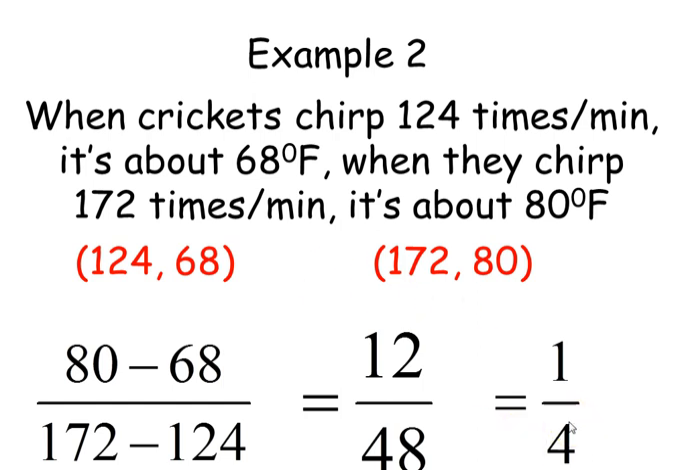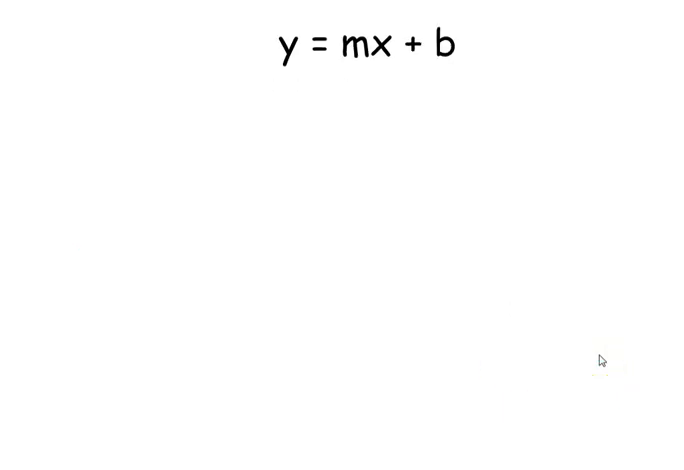So the slope of the line that contains these 2 points that we got from the information about crickets and chirping is 1/4. If we were to graph them, that line would have a slope of 1/4. So now that we have that slope, we're going to write this equation in slope-intercept form. We do not have the y-intercept, but we are going to find it.